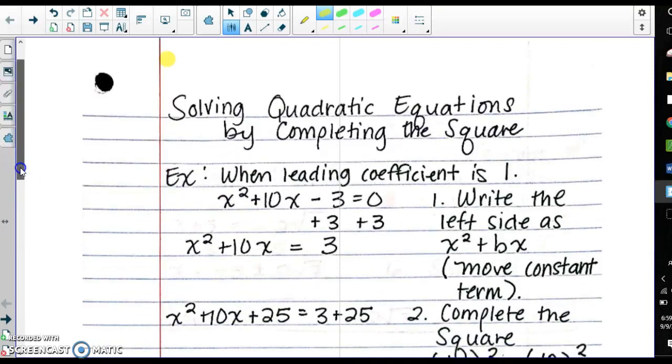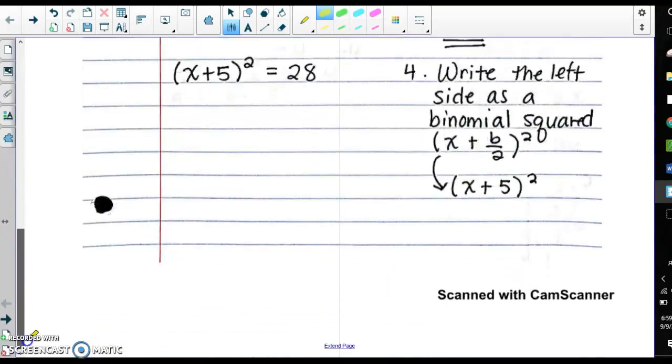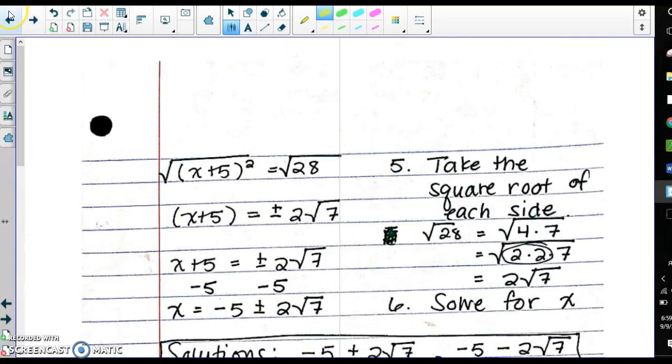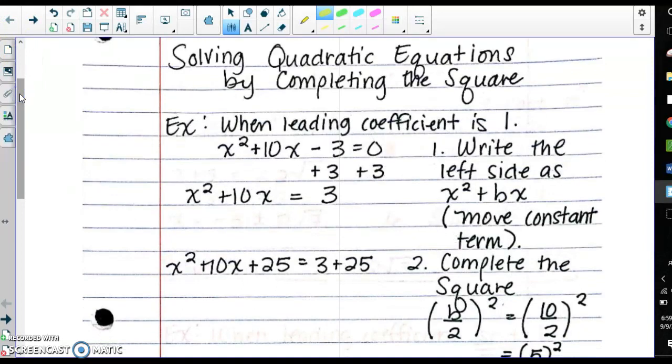Now, the process for completing the square is very procedural. So you need to memorize the steps pretty much. I think there's 5 or 6 main steps that you need to memorize, and you'll do the same thing every single time with completing the square. So when the leading coefficient is 1, this is what we would do.